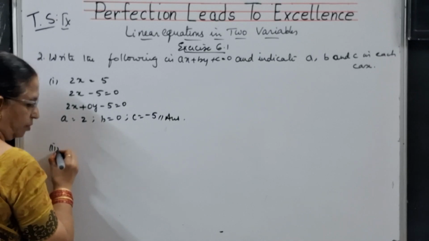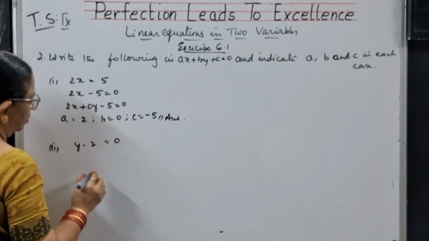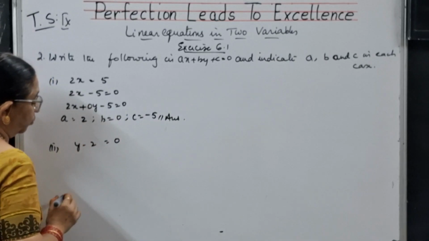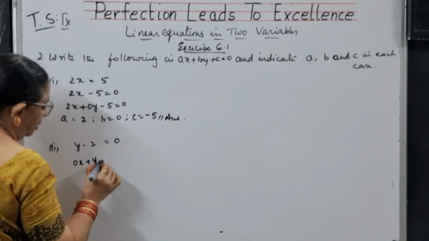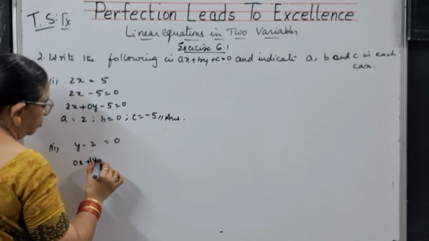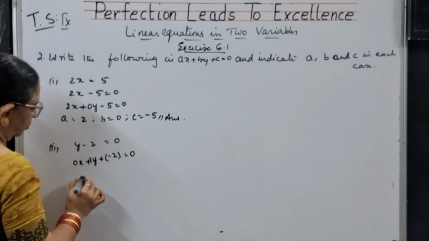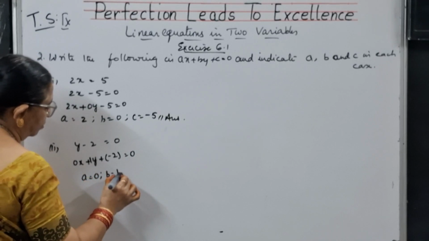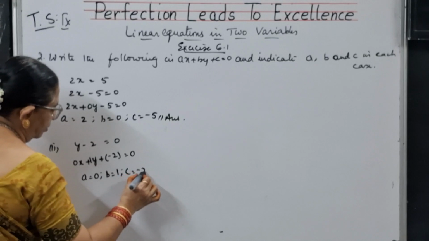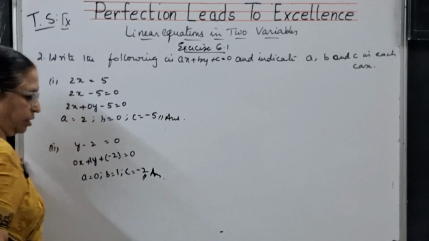Now, second bit, y minus 2 is equal to 0. That means there is no x here. That means 0x plus y means 1y, plus of minus 2 is equal to 0. So a value is 0, b value is 1, c value is minus 2. These are the answers for the second bit.